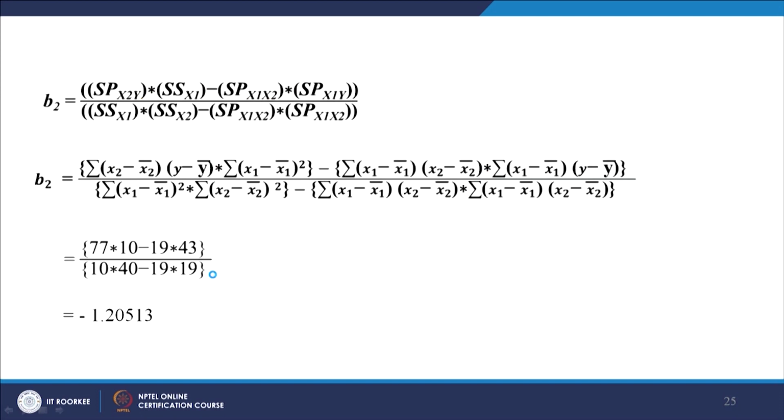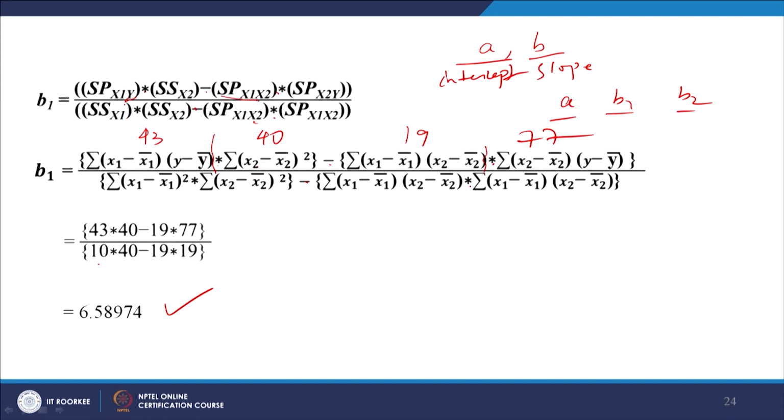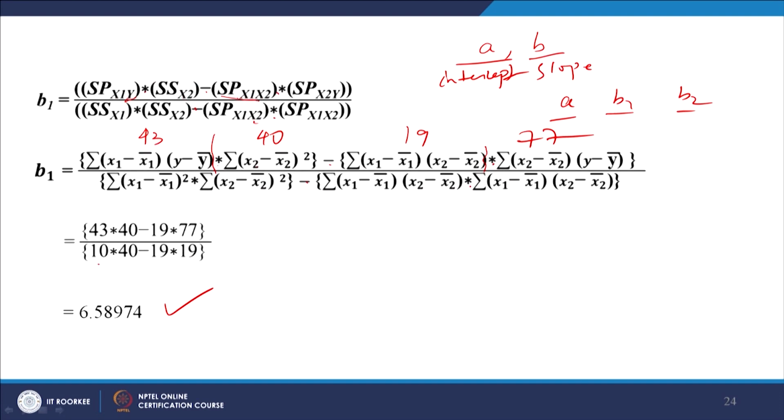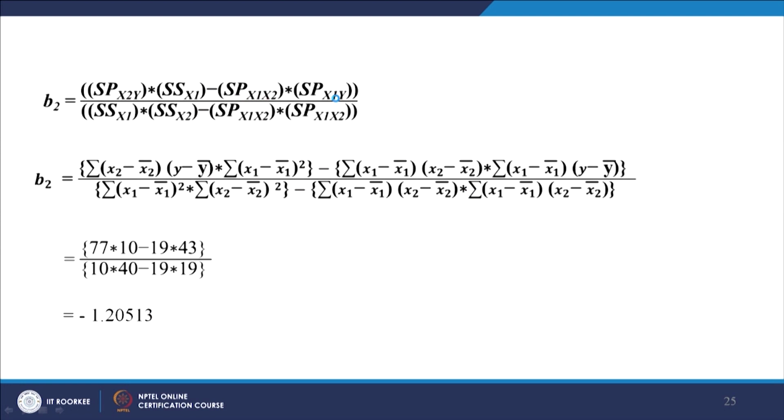Similarly, you can calculate for B 2. Now, just see the difference between the formulas. Here x 1 y, here x 2 y, here x 1, here x 2, right. This is the same. Now, this one is x 2 y here, here it will be x 1 y, and the other things also change slightly. If you use your logic slowly, you can understand the changes and make the formula, right. So SS x 1 into SS x 2, SP sum of product of x 1 x 2 twice. So now the value we have got is minus 1.2053. So now we have got B 1, we have got B 2, right.